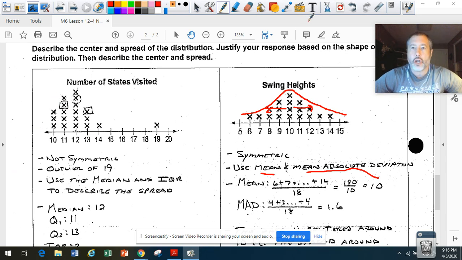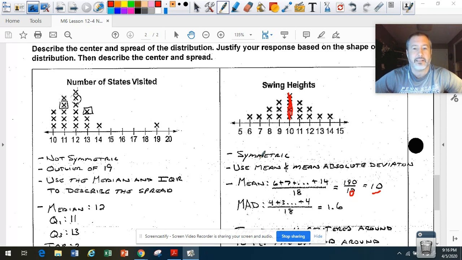As you know, to figure out the mean, we add up all these numbers and divide by 18, because there are 18 different data points here. When I add those up, I got 180 divided by 18. This is supposed to be an 18, please fix that. 180 divided by 18 equals 10. So we know that our mean is 10. You can see the center here. This is our mean, this is our 10. Now we have to do the mean absolute deviation.